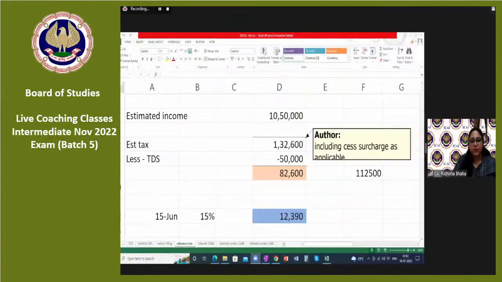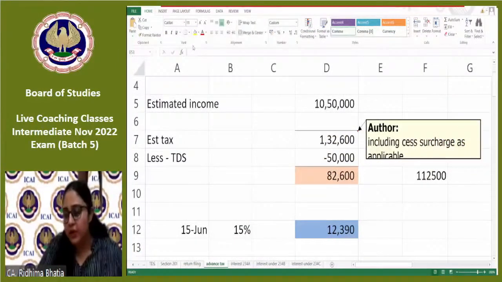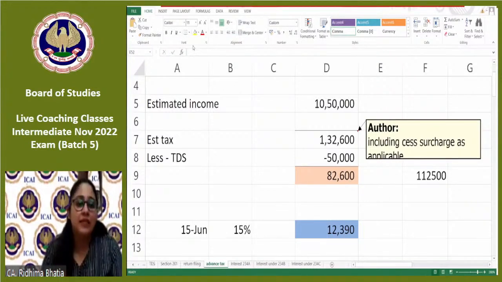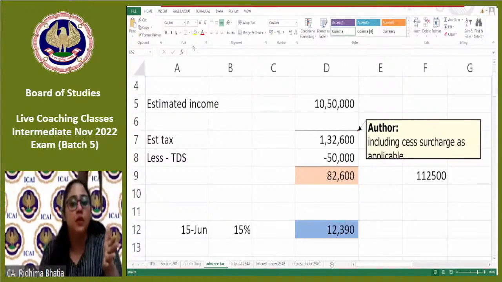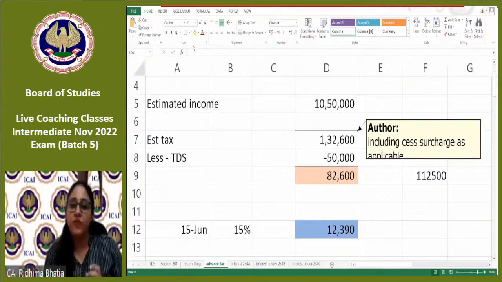So very quickly, we'll just revise what we did in the previous class. Whenever you have to calculate advanced tax, you have to calculate it only when the advanced tax liability, not your tax liability, but the advanced tax liability, is more than 10,000. You have to remember that you calculate all of these on the basis of estimation. So you have to calculate advanced tax when the estimated advanced tax liability is 10,000 or more.